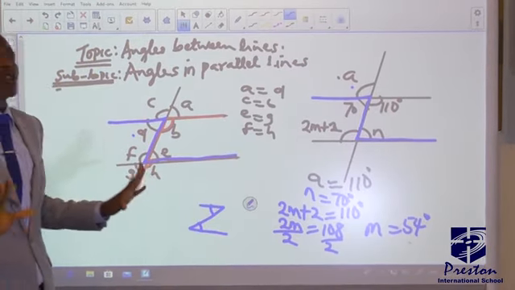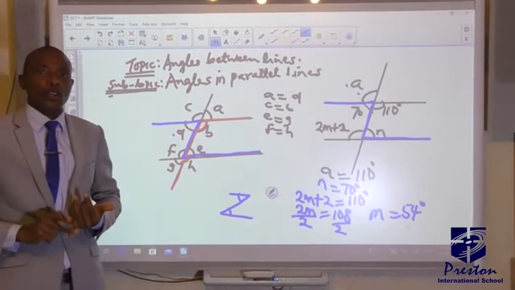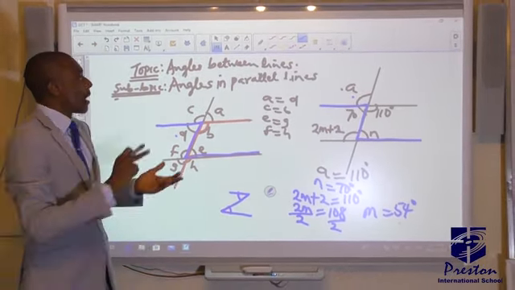So this has actually taken care of vertically opposite angles being equal, alternate angles being equal, corresponding angles being equal.